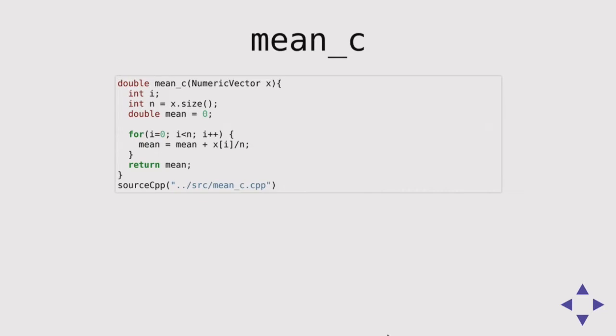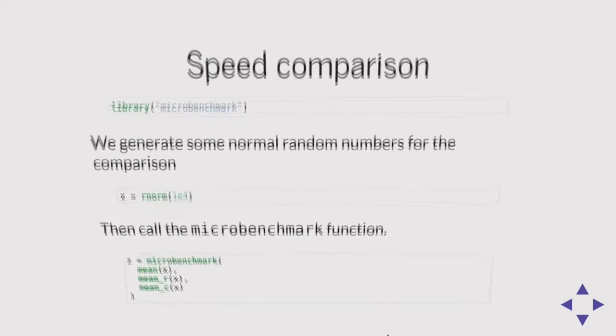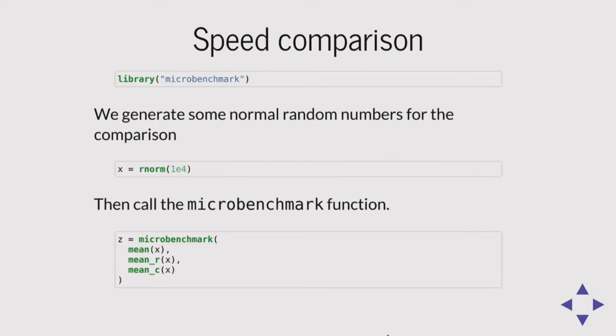The include, the using namespace, and the export. Right? So let's do a quick comparison. So we've got mean x, that's base R. We've got the mean version of the R function. Okay? And then we've got a new C++ variant down the bottom.